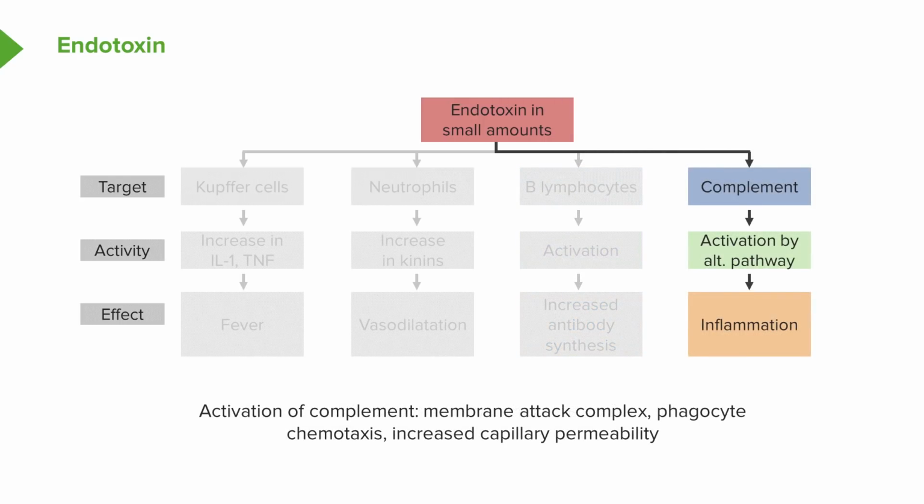Finally, at low concentrations, endotoxin also activates the complement system, whose goal is manifold, essentially trying to get rid of the bacterial infection. Complement can help take up bacteria into macrophages by opsonization. It can increase capillary permeability, and it can also poke holes into bacteria. All of this is part of the inflammatory response to infection.